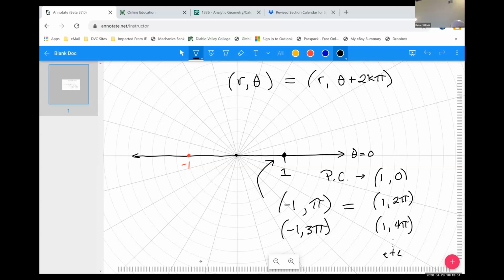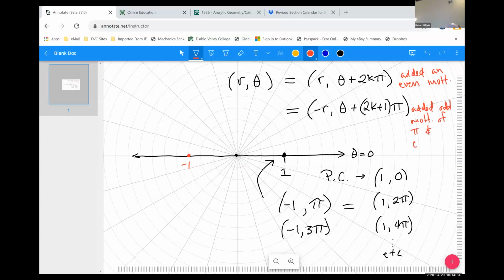So that means r, theta is also equal to all points of the form with the opposite r value and with theta added to some odd multiple of pi, which we can write as 2k plus 1 times pi. So here we have added an even multiple of pi, and here we added an odd multiple of pi, and have opposite r, meaning the opposite sign r value.